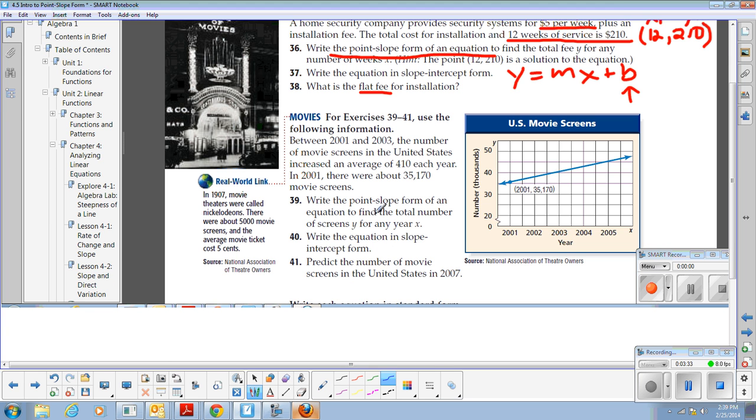Now, 39 through 41, that's the next set of word problems that I want you to do. So let's read this and look at it together. It's on movies. I'd like to go see one. I haven't seen one in a while.